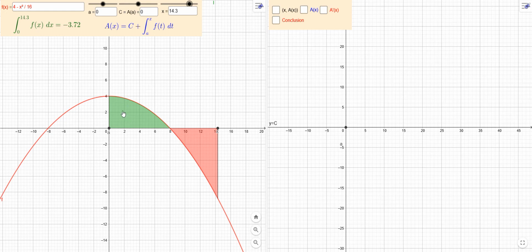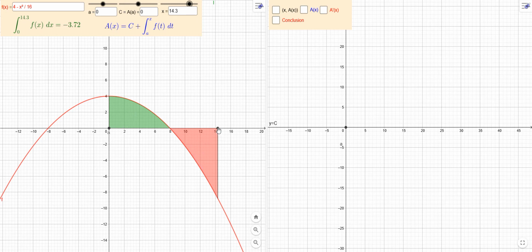But then the heights are positive here, and the heights are negative here. I probably shouldn't say heights, because heights are always positive. The value of the function is positive here, and the value of the function is negative here. And so when we get our signed areas, these are positive and these are negative. And that's illustrated by what we see here.